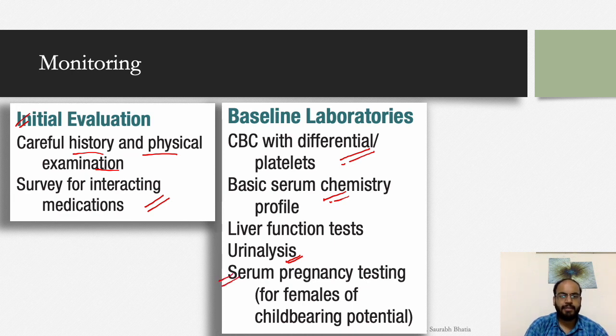Serum pregnancy test. Remember that it is older category B, but the newer category says it is contraindicated. So it's a good idea to have a UPT. The newer category is contraindicated.